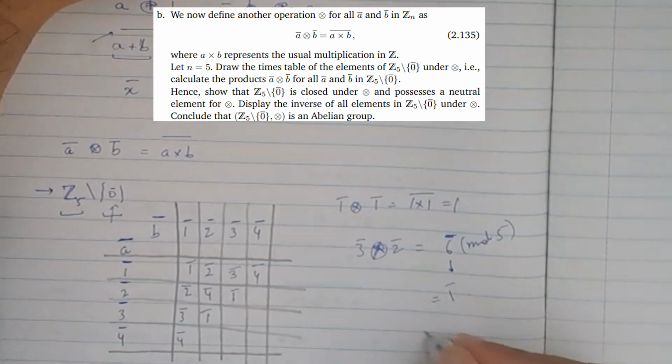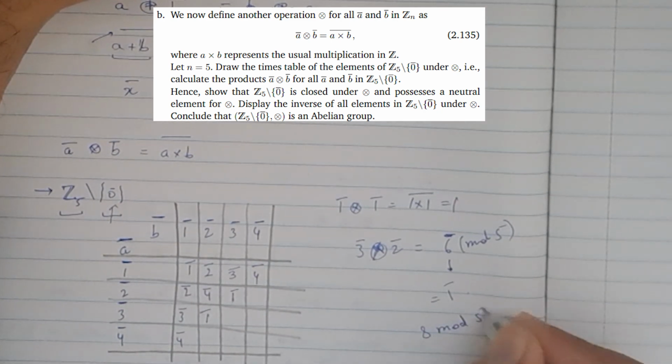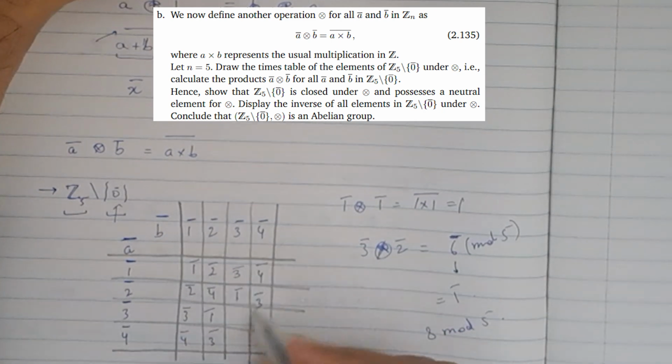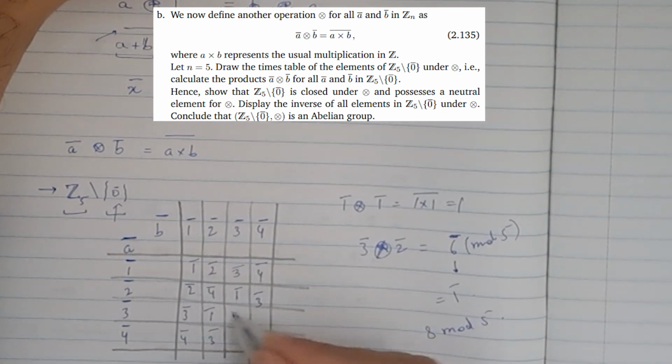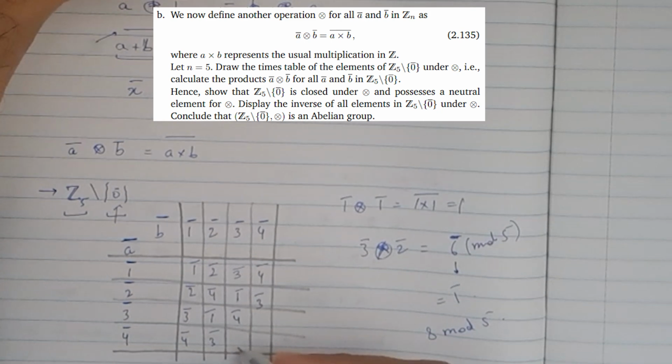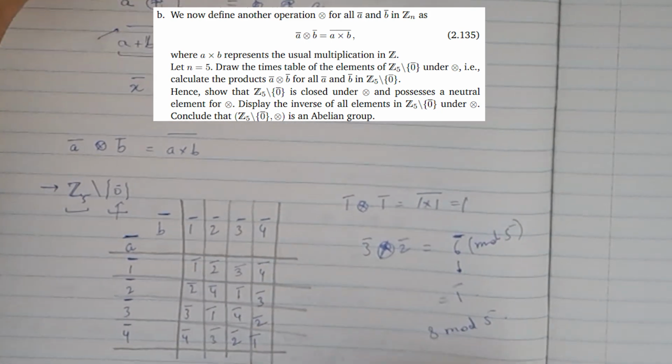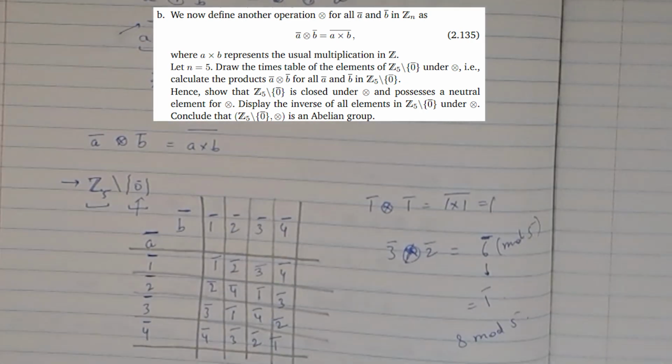4 times 2 is 8. 8 mod 5 is 3. So that's 3. 3 times 3 is 9, which is 4. 4 times 3 is 12, which is 2. 4 times 4 is 16, which is 1. That's the entire times table.